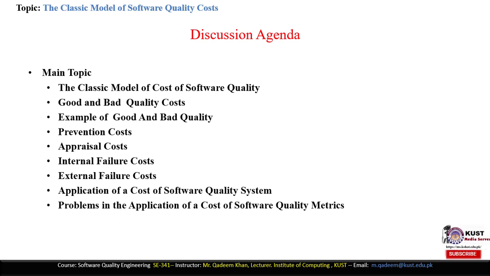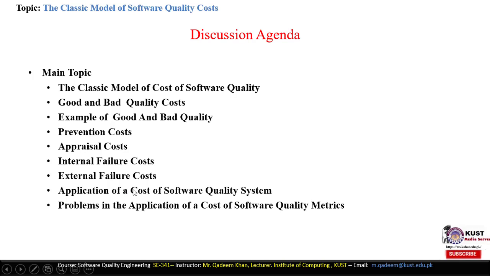This is the discussion agenda. It contains the topics of the classic model of the cost of software quality. Here we will introduce the classic model for measuring the cost of software quality. Then good and bad quality cost, meaning what are the good quality costs and bad quality costs. Examples of good and bad quality cost. Prevention cost, appraisal cost, internal failure cost and external failure cost. These are certain costs that will be required to measure the software quality cost.